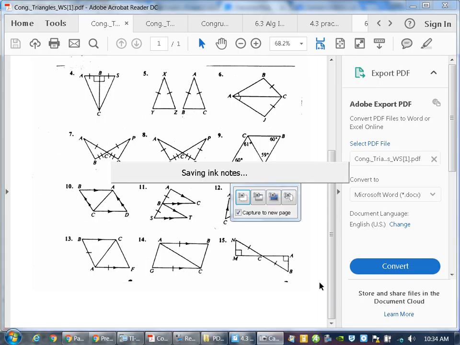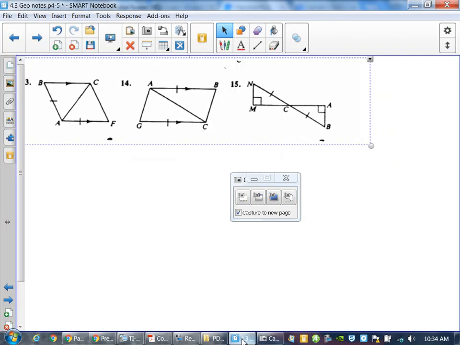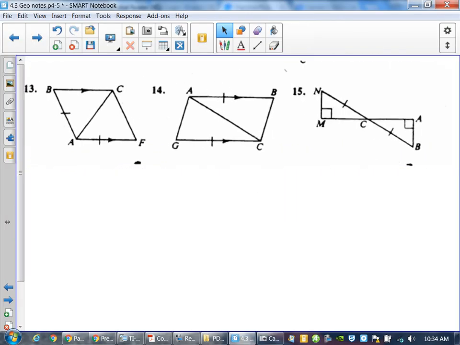Again, you've got this case. You only have the one set of parallel lines, which means you only have the one set of alternate interior angles.